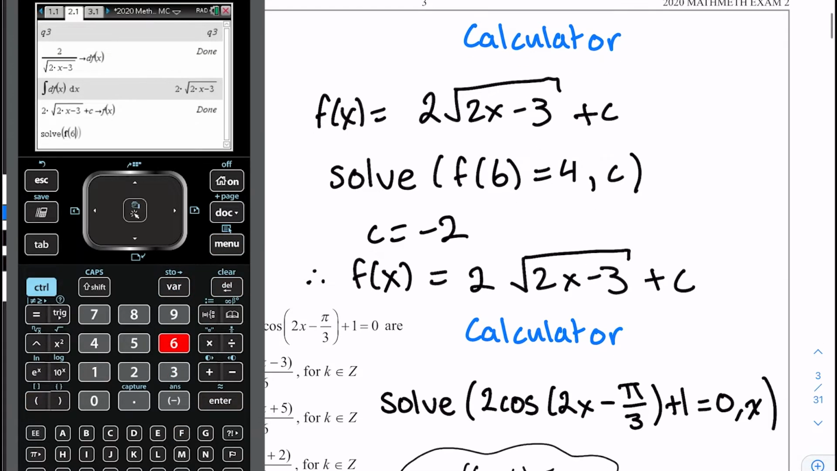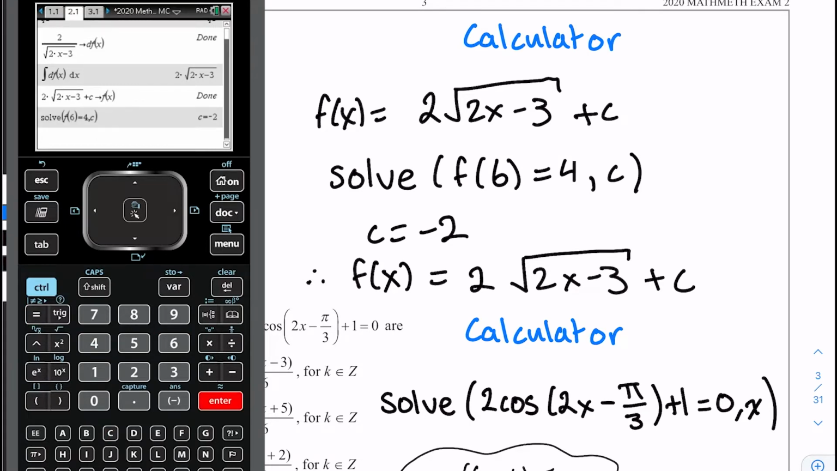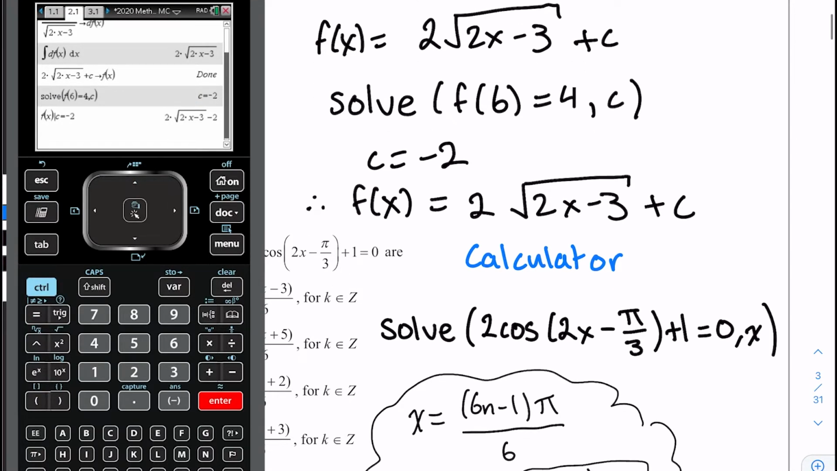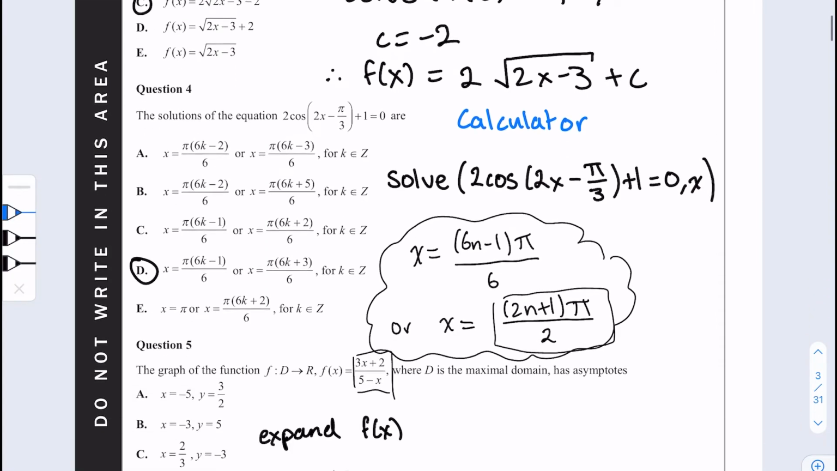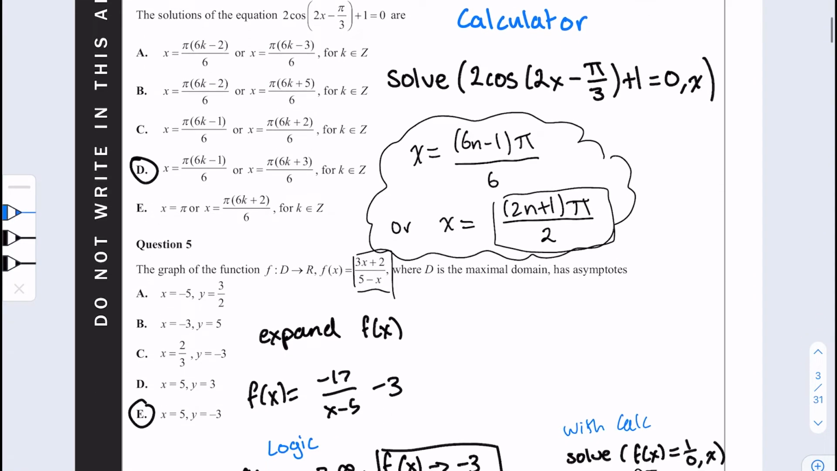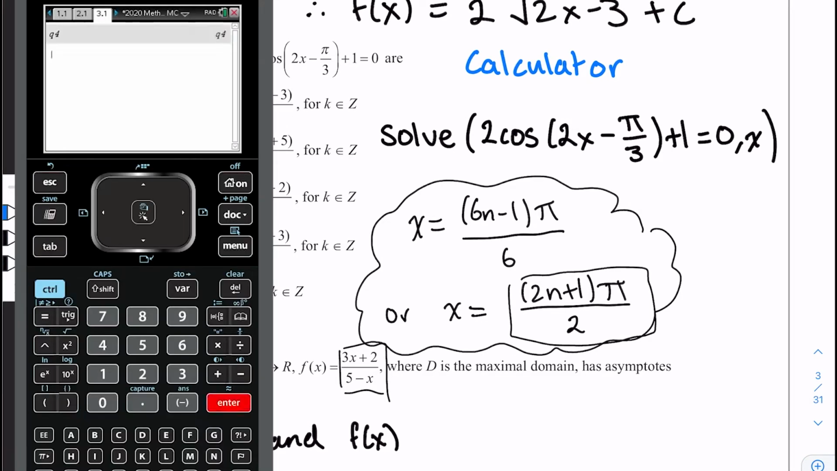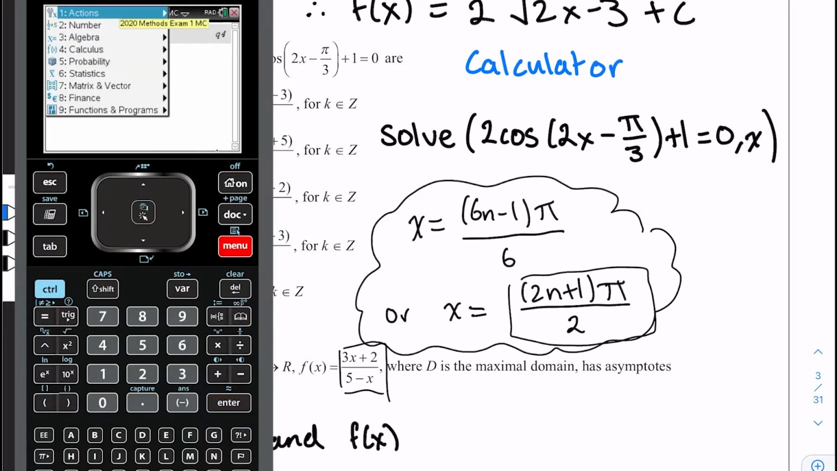So we store this with the plus c as f of x in your calculator, and after you've added the plus c, you solve f of 6 equals 4. In terms of c, you get c equals -2, and then that's your answer. With this question, it's a very heavy calculator question. You literally just chuck it into the calculator.